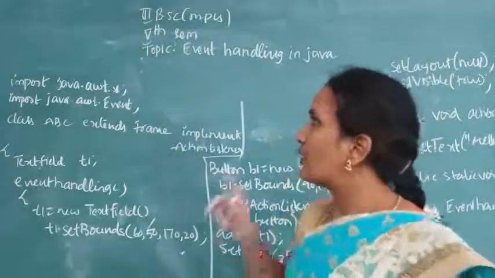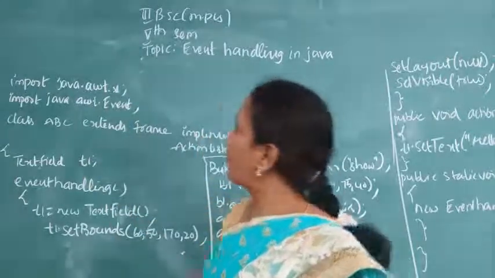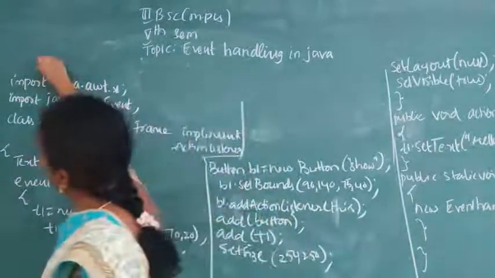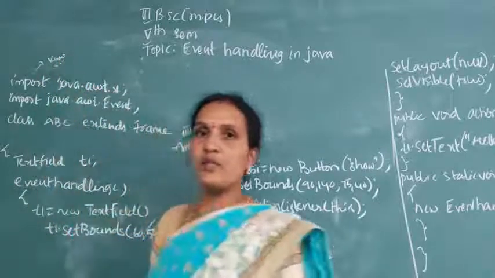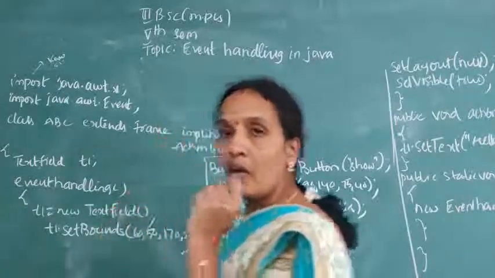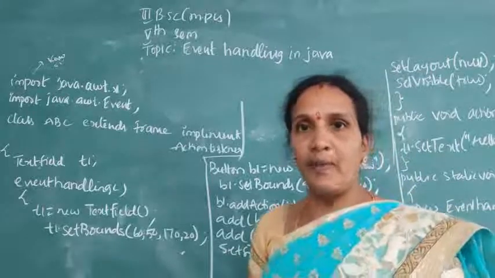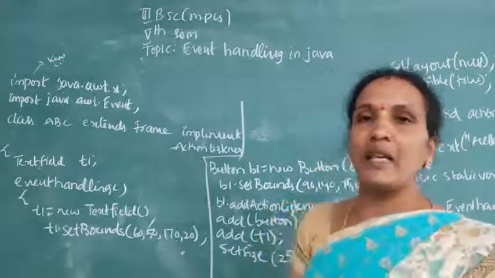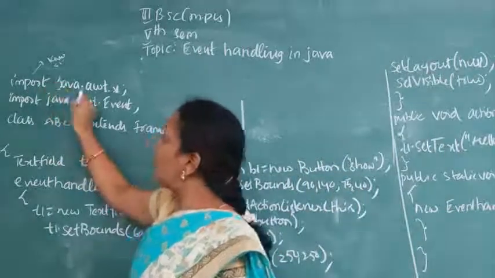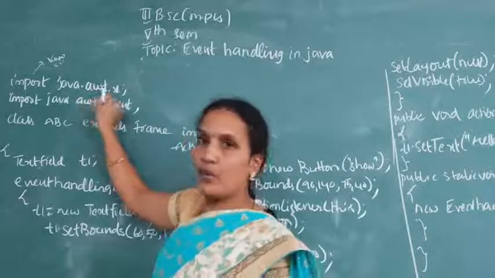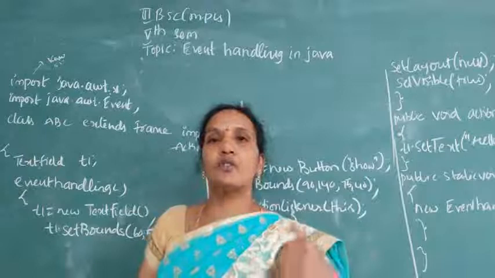See here, mainly we are using 2 packages. First one is import, a keyword. What is the use of this keyword? It is a statement actually. Using that import keyword, you can use the packages. Whenever you import any package, you can use all the classes of that package. Import java.awt, the abstract window toolkit. It is a package. From this package, you can use all the classes.